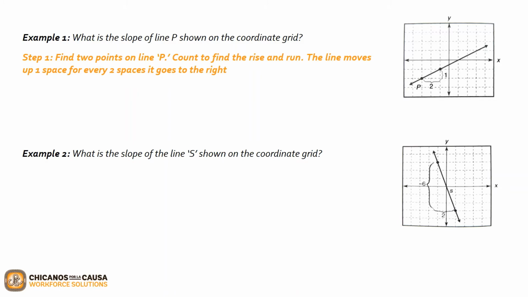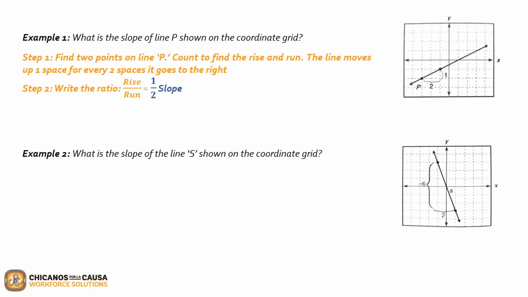Now, you always count the rise before the run. What that means is that you always look at how many points up or down you have to go before you look at how many points left or right you have to go. So if we put this into our ratio, which is rise over run, that means we have a slope of 1 over 2. Pretty easy, right? So let's move on to example 2.